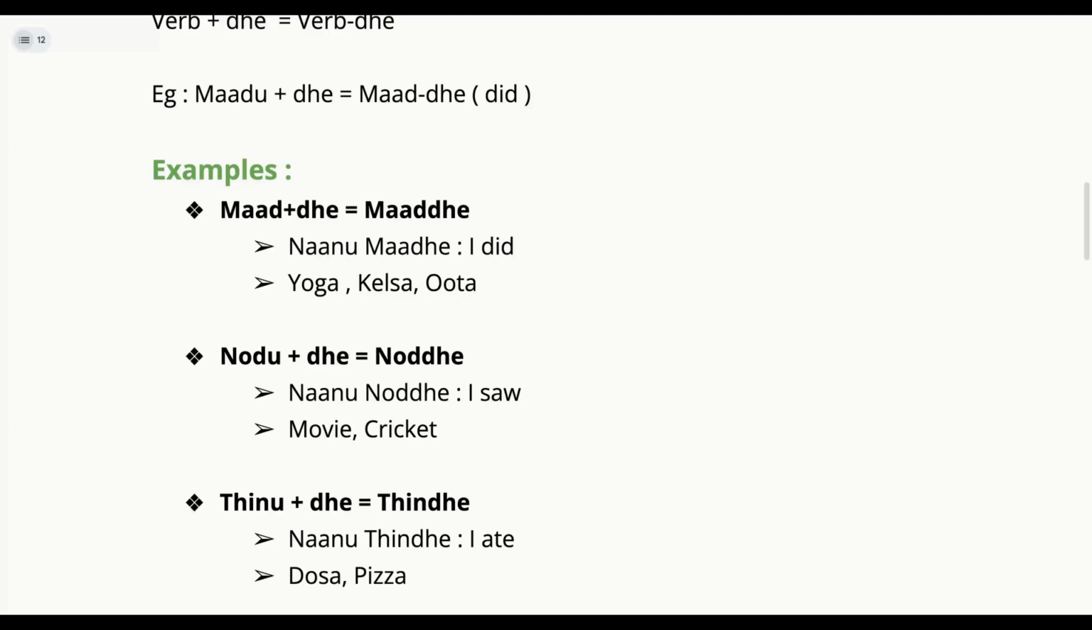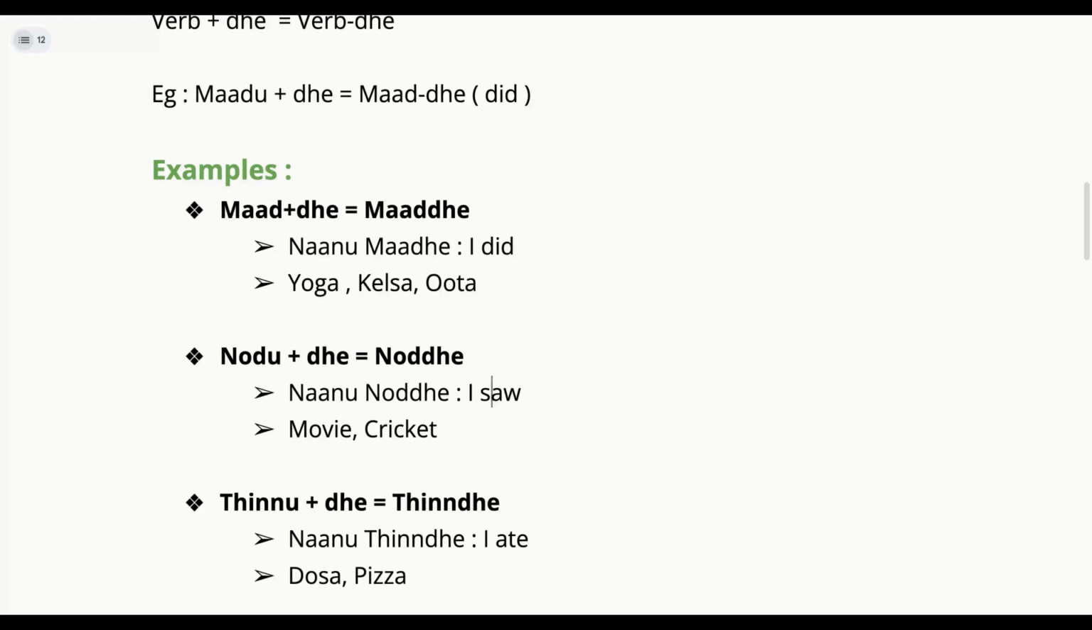Clear? Let's take the second verb nodu. Nodu plus the suffix de becomes nodude, saw. Naanu nodude is I saw. Naanu movie nodude, I saw the movie. Naanu cricket nodude, I saw the cricket.